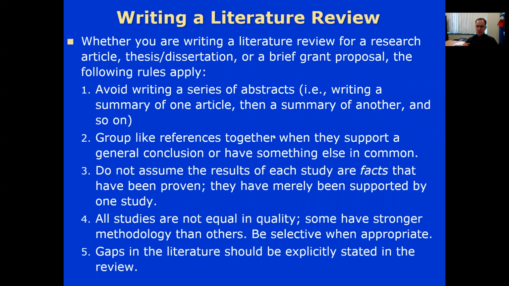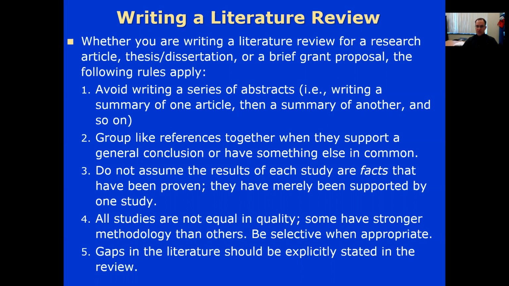So here are some tips for writing a literature review that could be helpful when you're doing your proposal. Whether you're writing a literature review for a research article, thesis, dissertation, or brief grant proposal, make sure you avoid writing a series of abstracts. In other words, you may have 20 different articles that you find of use, and you're simply writing a summary of Article 1, then a summary of Article 2, then a summary of Article 3. That can be too exhaustive, and it also doesn't provide any summary or idea in an easy to understand fashion.